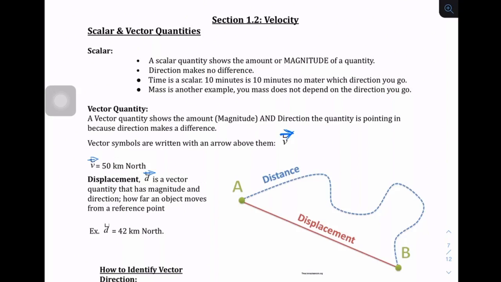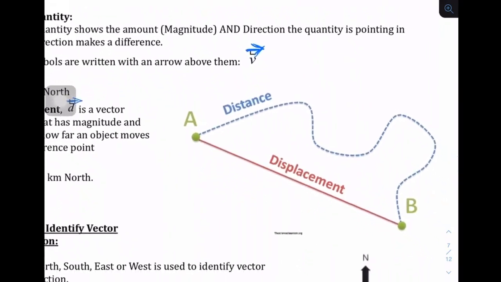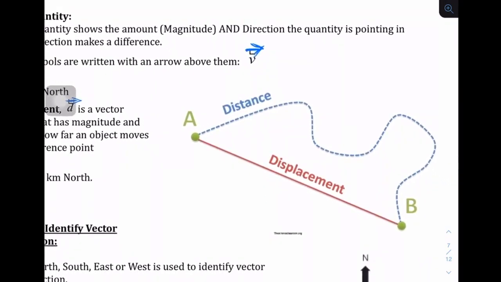We don't use the word distance to represent a vector quantity. We use the word displacement. There's an image here which shows the difference between distance and displacement. Distance might be this path that you walk around a lake to get to a point B. Displacement is exactly how far you are away from your starting point.